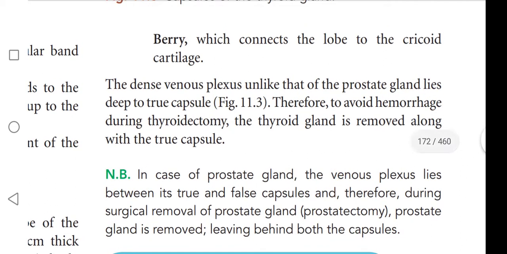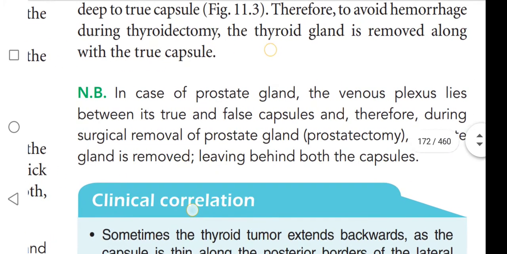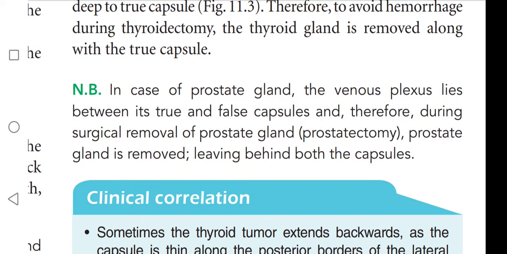The dense venous plexus, unlike that of prostate gland, lies deep to the true capsule. Therefore, to avoid hemorrhage during thyroidectomy, the thyroid gland is removed along with the true capsule. Note that in the prostate gland, the venous plexus lies between its true and false capsules, and therefore during surgical removal of the prostate gland, that is a prostatectomy, the gland is removed leaving behind both the capsules.